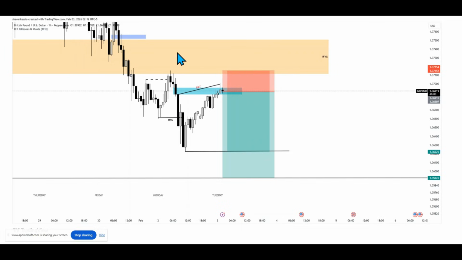You can see this screenshot was taken on February 3rd, 2:12 UTC -5. So that is 2 a.m. New York time. That's when I took this screenshot, and that is the time when I identified my entry. As you can see, this fair value gap is what I used for entry, as I've showed you in the backtesting software. And stop loss is above this high, take profit is right here. So let's see how this played out.